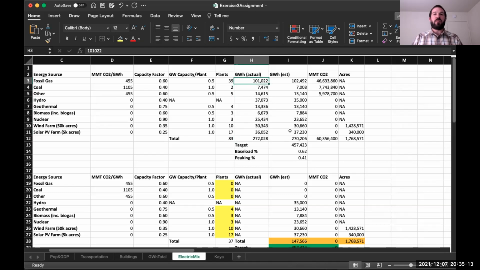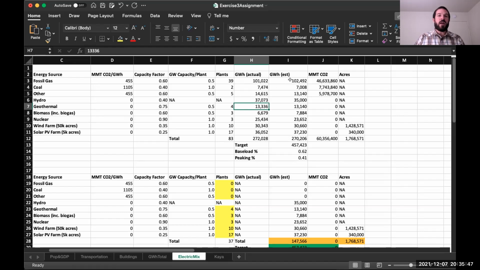Okay, we have about 100,000 gigawatt hours coming from natural gas. We have a much smaller fraction coming from coal and other sources. We have 35,000 gigawatt hours coming from hydro, the second largest individual source of power in the state, hydropower. And then we've got some contributions from the rest. We've got solar, we've got wind, we've got nuclear, and a tiny bit of biomass, and a little bit more, but not a whole lot, of geothermal, okay.